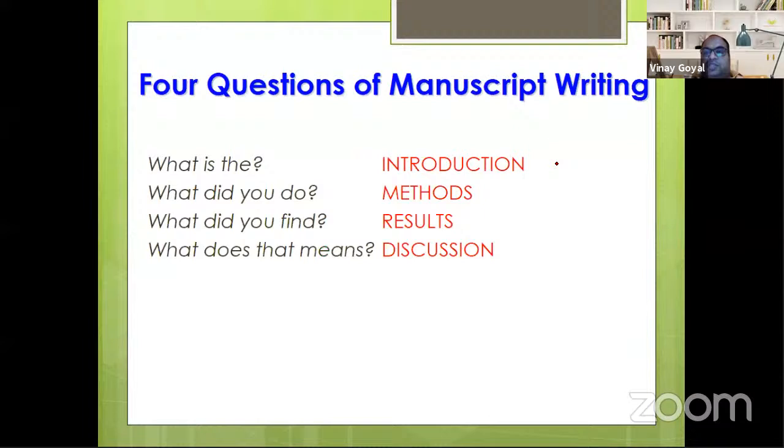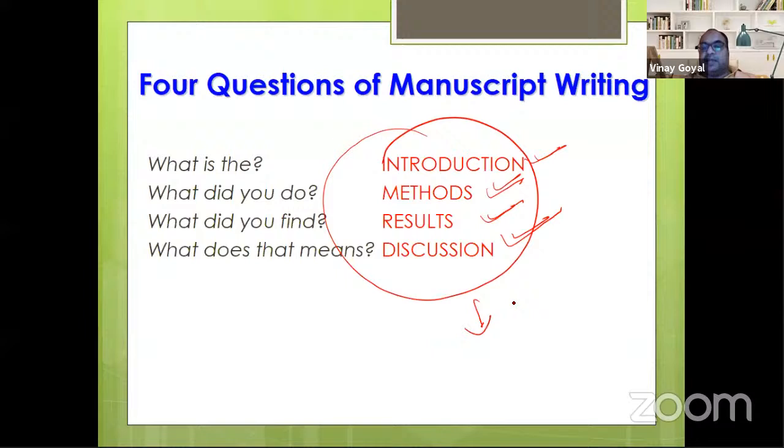Four questions of manuscript writing. Your introduction has to be powerful. Your methodology has to be powerful. Your results have to be powerful, and your discussion has to be crisp and clear. You can see that nowhere in these four is the literature review mentioned. There is nothing written about it. These are the four major questions, and 80 to 85% of the manuscript should cover them. What is my introduction? What is the methodology I'm going to follow? What are the results? What type of discussion am I going to do?